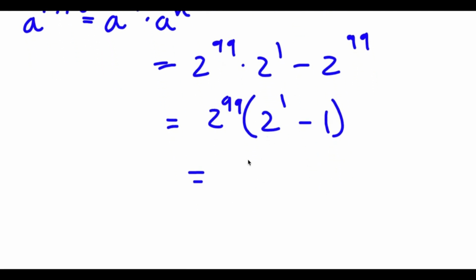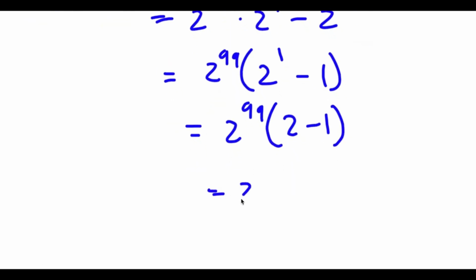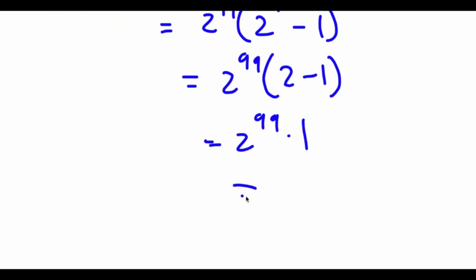2 to the power of 1 here is the same thing as 2. So now I have 2 to the power of 99 times 2 minus 1. 2 minus 1 is equal to 1, so I have 2 to the power of 99 times 1, and anything times 1 is itself, so I simply am left with 2 to the power of 99.